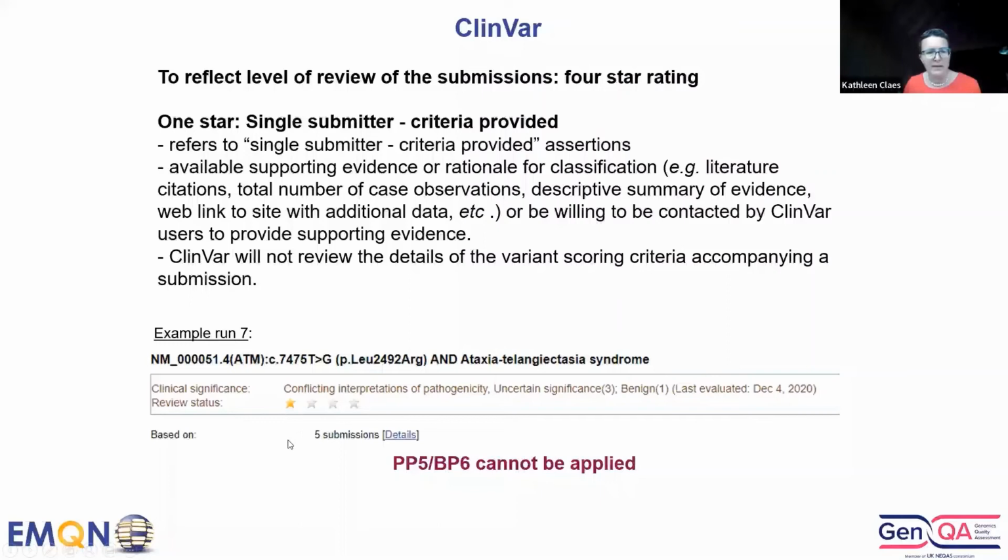There were contradictory interpretations. There were several labs, there were 5 submissions, however, but there were contradictory interpretations, meaning there were 3 labs classifying it as uncertain significance and 1 as benign. So therefore, you cannot see it as a reputable source and you cannot apply PP5 or BP6.